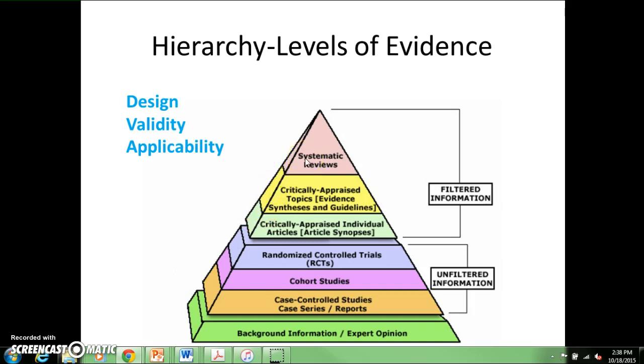Now, as we continue to move up the pyramid, what you will find is that the last three types of studies are very tight in their study design, are highly valid, and can be applied to most clinical cases. And so these are the types of studies that we really seek to find when we are doing our literature searches. And so we have our critically appraised individual articles and our critically appraised topics. And then last but not least, at the top of this pyramid are the systematic reviews and the meta-analyses. And we're going to define all of these research studies throughout the actual module itself, so I won't spend a whole bunch of time here.